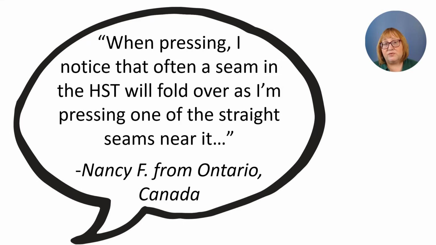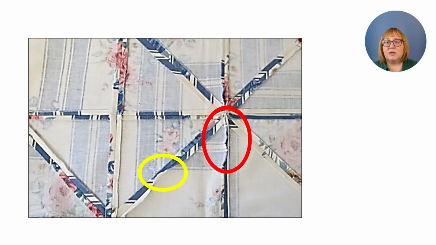Here's a related question from Nancy. When pressing, I notice that often a seam in the half square triangle will fold over as I'm pressing the straight seams near it, which is frustrating. What do you do with the fraying and pressing seams in the finished top? Nancy sent this photo to illustrate.